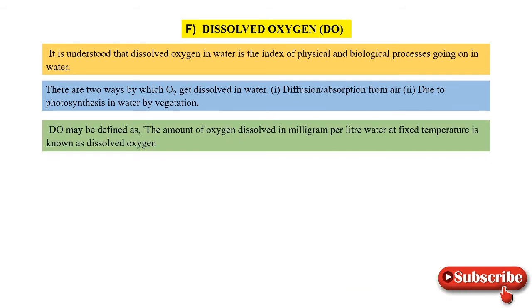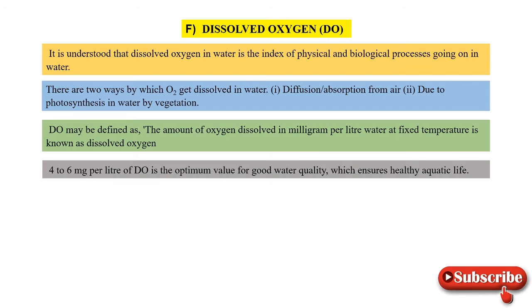So here dissolved oxygen may be generally defined as the amount of oxygen dissolved in milligram per liter of water at a fixed temperature. Here 4 to 6 milligram per liter of dissolved oxygen is the optimum value for good water quality, and it ensures healthy aquatic life.